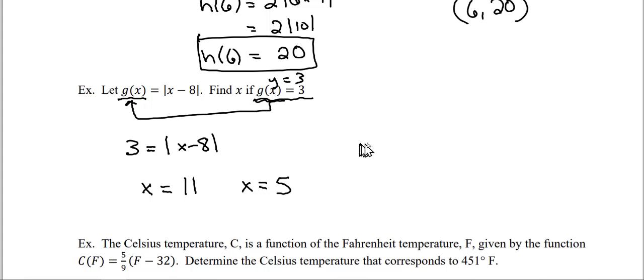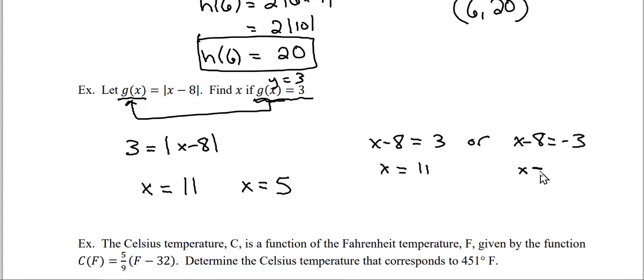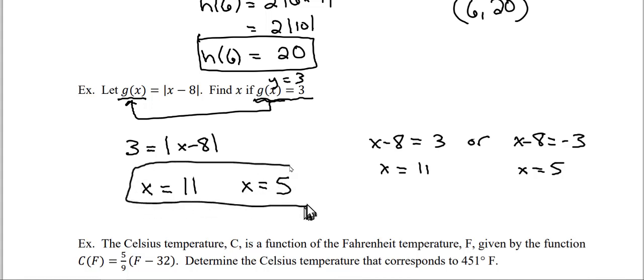The official way to solve this absolute value equation is that x minus 8 equals 3 or x minus 8 equals negative 3, and then solve both of those, add 8 to both sides, and you get these two solutions if you can't see it from sort of trial and error. Okay, we have two solutions here.